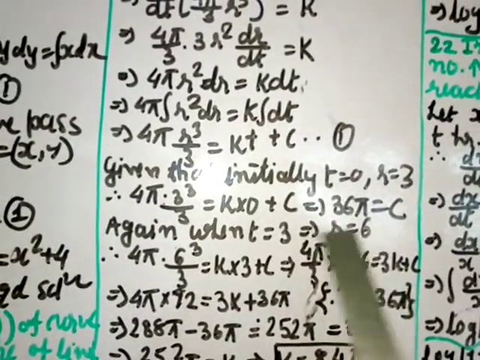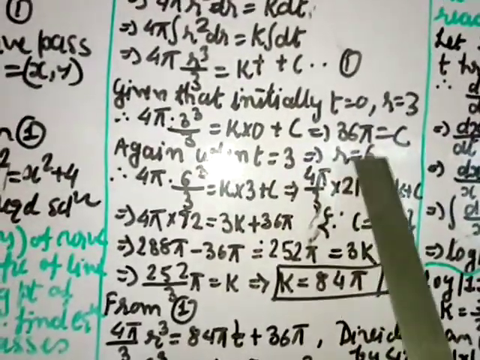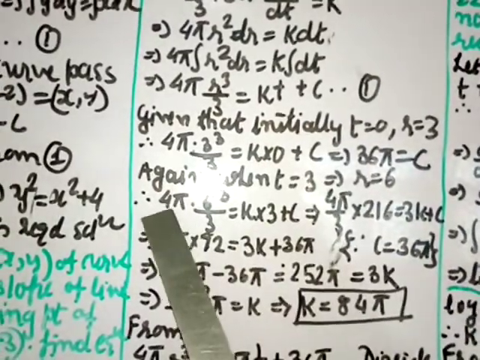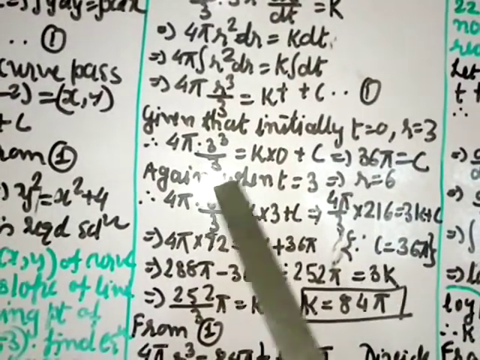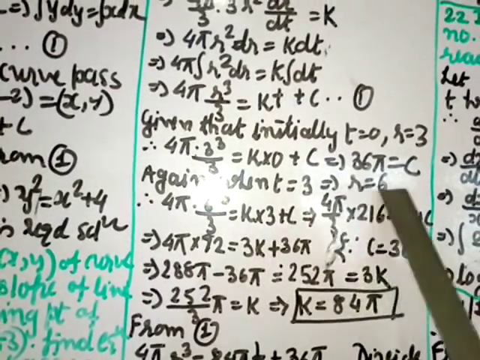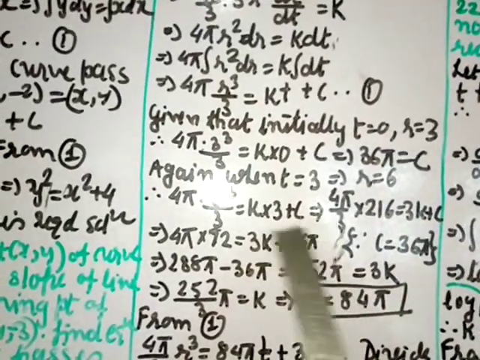Again, when t is equal to 3, r is equal to 6. They have said after 3 seconds the radius is 6 units. So let us put this value again in equation number 1, but this time we'll put the value of c also. So 4 pi by 3 times 6 cube equals k into 3 plus c, and we'll put the c value as 36, but first I have simplified, then I have put.